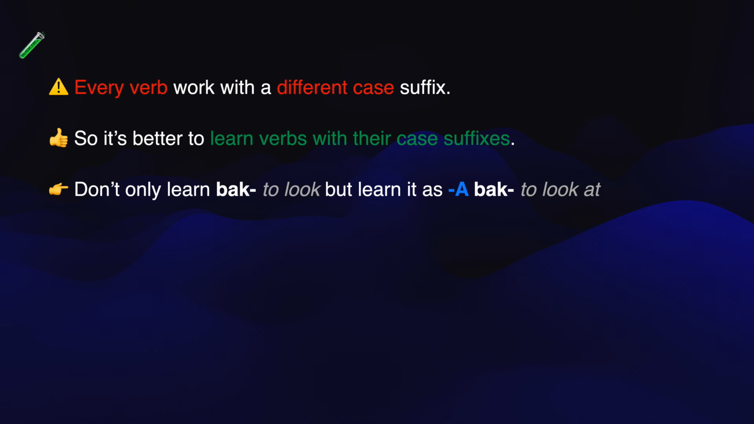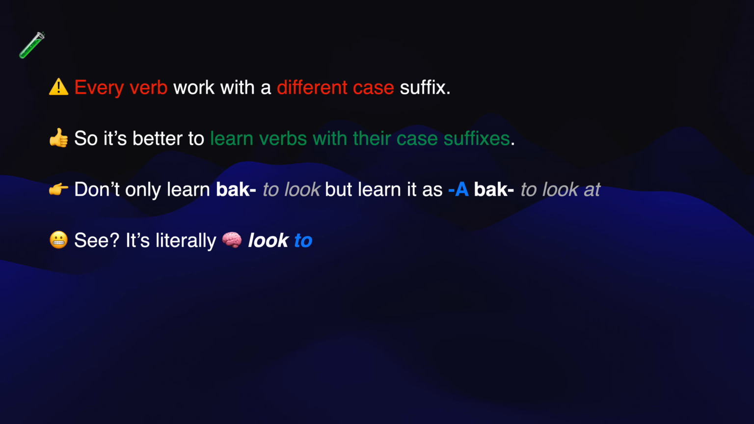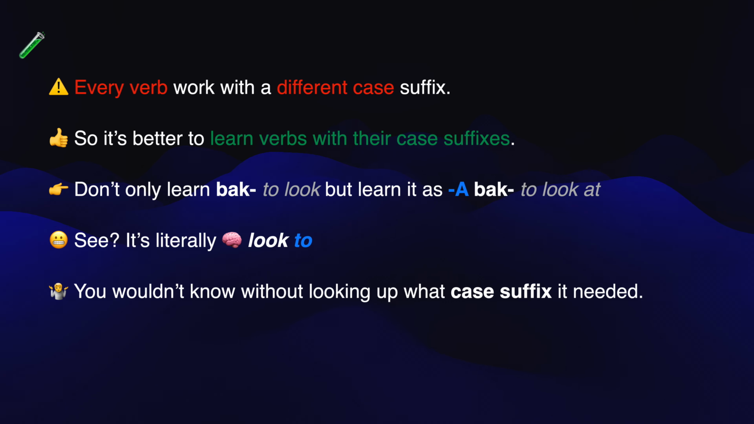Do not learn only bakmak, but learn it as bakmak. Tamam? With dative. See, it's literally look to. Did you notice? It's not at. In, on, at is normally da, de, ta, te. But in Turkish, we say look to when we say look at. I mean, literally. You wouldn't know without looking up what case suffix it needed. So it's better to learn it with its case suffix. Tamam? But don't worry, I will provide you with the list.